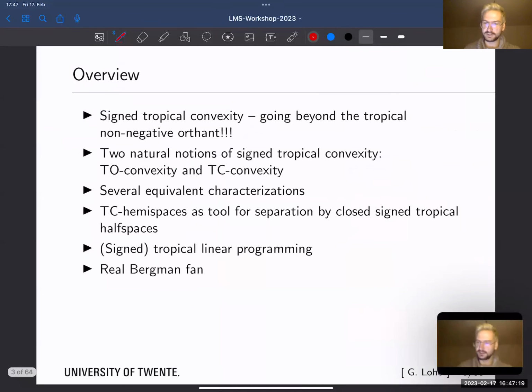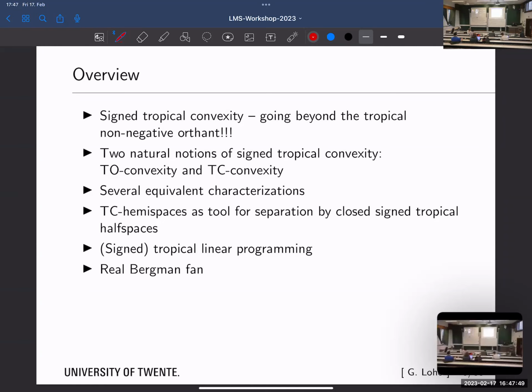And for this, the agenda is essentially, I want to convince you that tropical convexity, which you might know or might be more familiar with, is actually just a very restricted version in a tropical non-negative orthant, and one should actually study sign tropical convexity more. We actually exhibited two well-behaved natural notions of sign tropical convexity, which we named TO convexity and TC convexity.